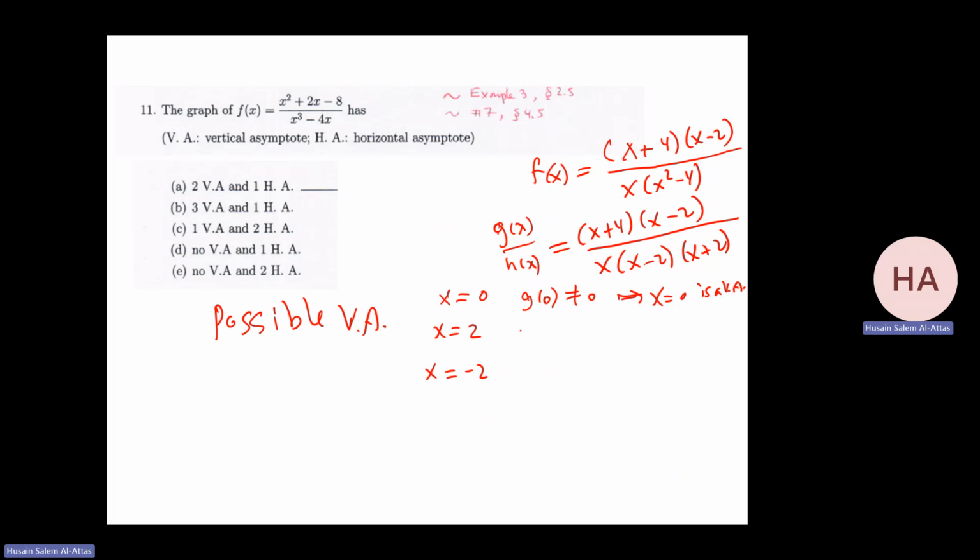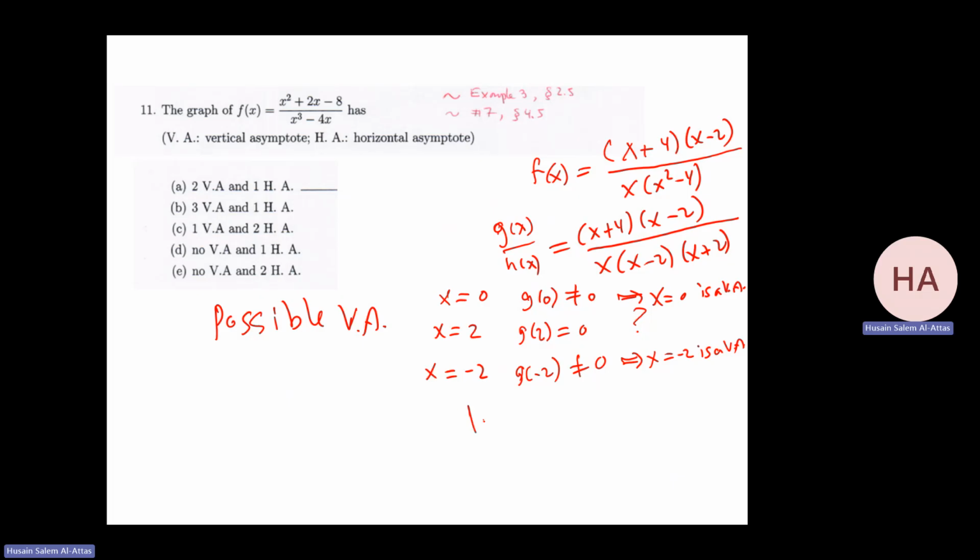G at 2 is 0, so we don't know. I'll check it with the limit. G at minus 2 will be what? It will be non-zero. So you have minus 2 plus 4 times minus 2 minus 4. It's not 0. Who cares what is the value? So for sure, x equal minus 2 is a vertical asymptote.